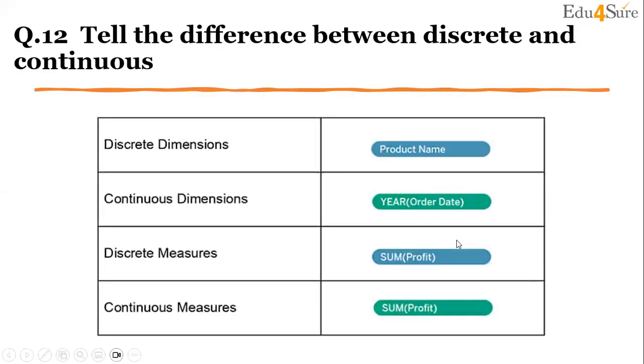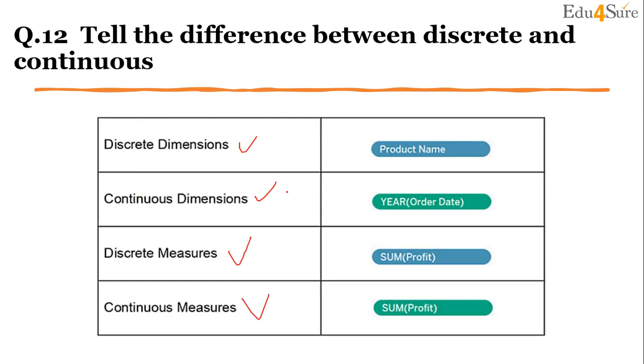Then tell us the difference between discrete and continuous. This is one big option we have in Tableau to convert anything into discrete and continuous. So let's understand these 4 points. We would be discussing it for dimensions also and measures also. So we have taken 4 options.